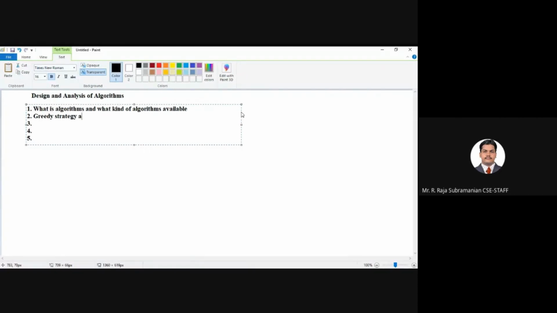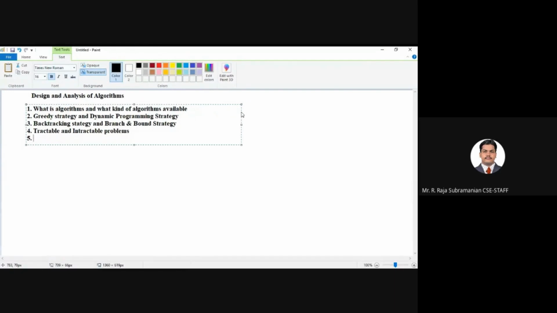One is the greedy strategy and the dynamic programming strategy. Strategies of algorithms you'll be learning in the second unit. The third unit comes backtracking strategy and branch and bound strategy. These two things you'll be studying in the third unit. Finally, the fourth unit, actually the end of the strategy units, is tractable and intractable problems. These things you'll be learning in the final unit, tractable and intractable problems.